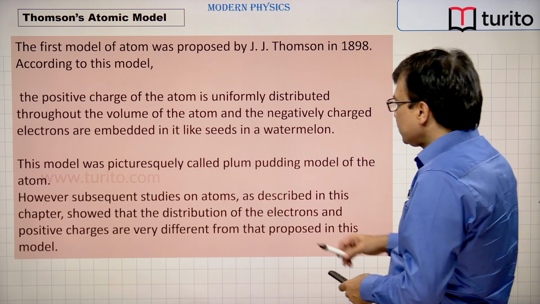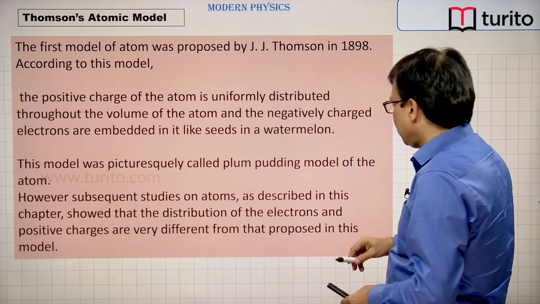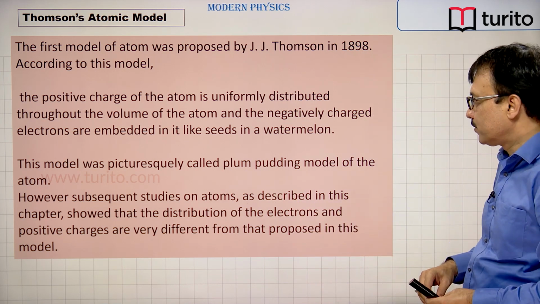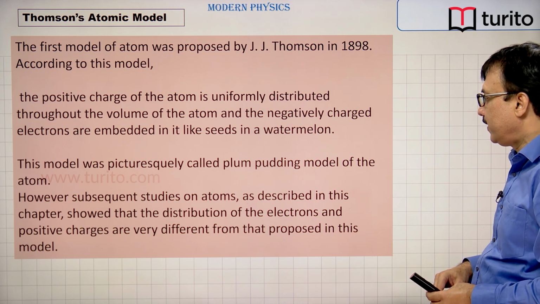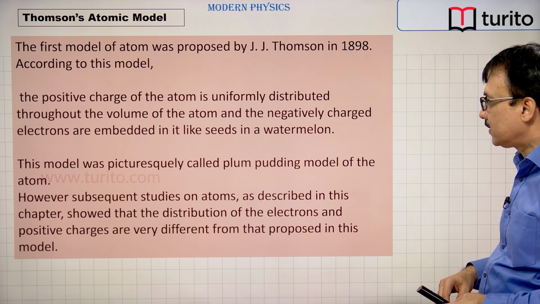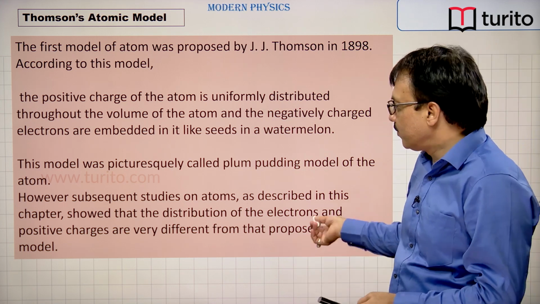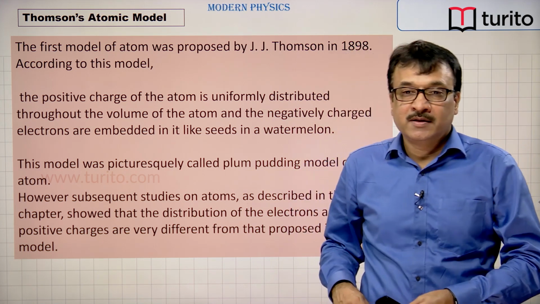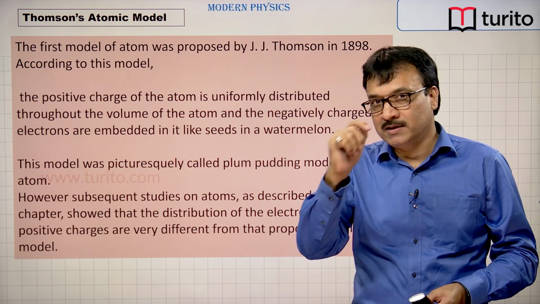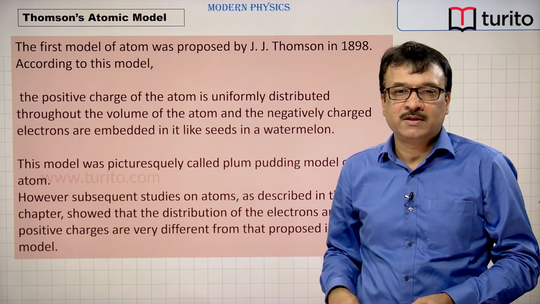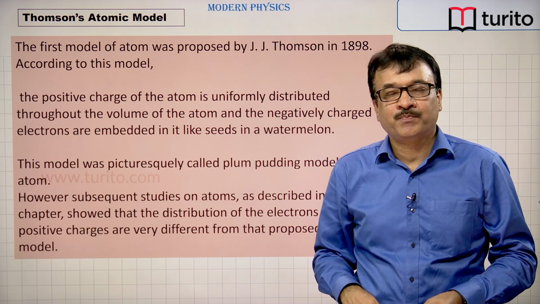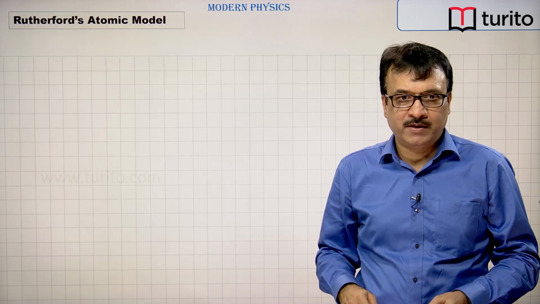However, subsequent studies on atoms, as described in this chapter, showed that the distribution of electrons and positive charges is very different from that proposed in this model, because this model was not satisfying the atomic spectrum. The lines in an atomic spectrum could not be explained on the basis of this atomic model. That is why it was not accepted.